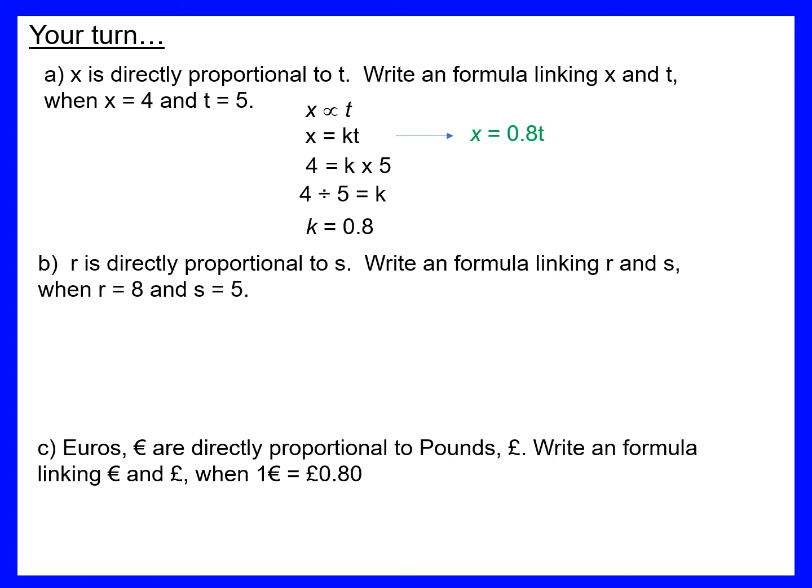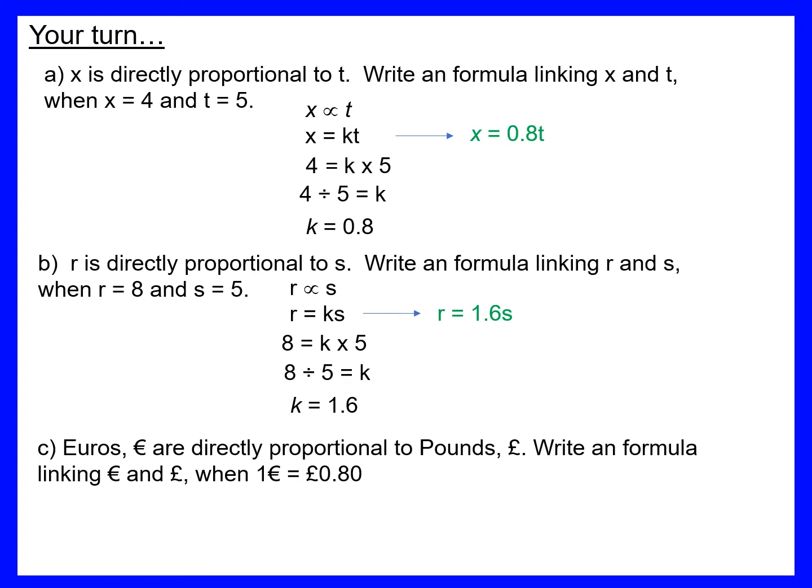Our second one then, so we've got r and s this time. So again, start with our statement and then turn it into a formula. Substitute in the values of r and s. Divide both sides by 5 so that we can find k, which means that k is 1.6. And finally, put that back into the original formula, which gives us r equals 1.6s.